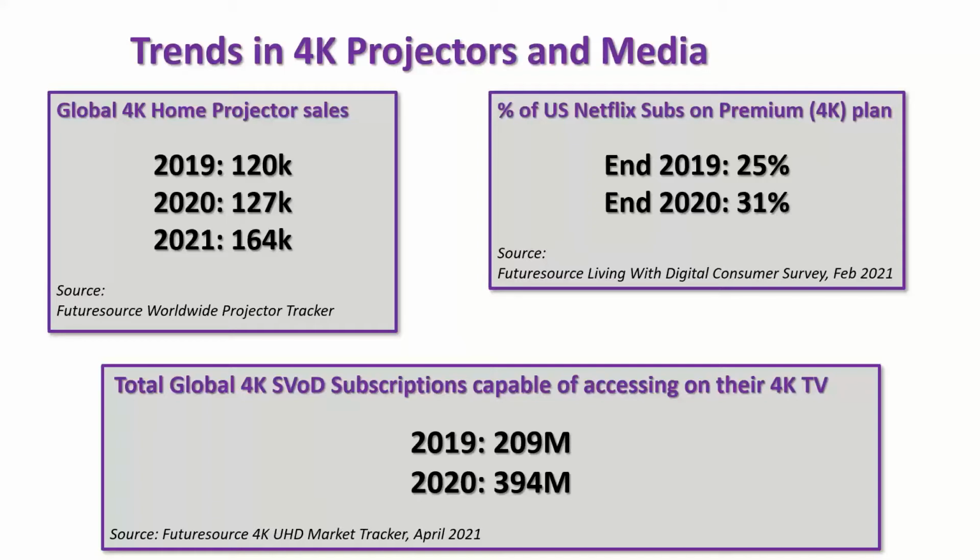And globally, all the 4K streaming video on demand subscriptions that are capable of accessing it on a 4K TV, 209 million in 2019, and that number almost doubled in 2020. Well, no surprise, a lot of people were stuck at home and watching a lot more television than they planned on. They couldn't go to a movie theater because of the COVID outbreak. And again, TV sales were up last year. Sales of large screen TVs were up considerably last year. So I guess it shouldn't be a surprise at all that the number of people that are now watching 4K via streaming services has doubled in just a year.